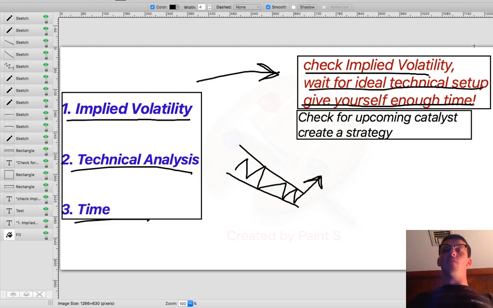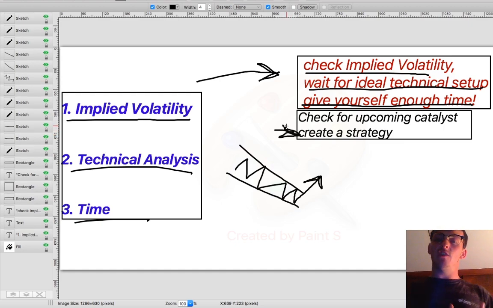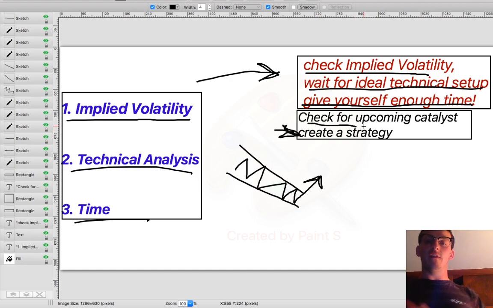Now, the only things that can really affect these is you not creating a strategy or creating a strategy. So make sure you create a strategy when you enter a trade like this, such as a stop loss or when to get in, when to get out, take profit, etc., and check for upcoming catalysts before you enter a trade. I think this is pretty self-explanatory. You don't want earnings the next day and you bought a long-term call just because implied volatility was good, your technical setup was good, and you gave yourself enough time in the future, right? You don't want to see earnings the next day. So make sure you check for upcoming catalysts as well.